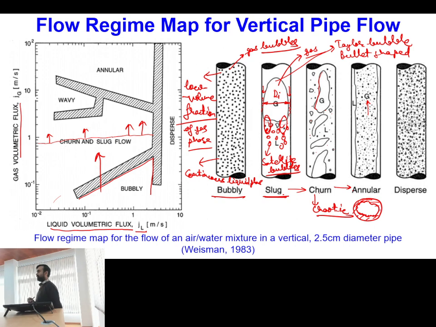Typically when the churn to annular flow transition is happening, we will find that the amplitude of these waves is large. On the contrary, when the flow has become extremely gaseous, that will even reduce the amplitude of these waves which are forming at the interface. Is this one clear?